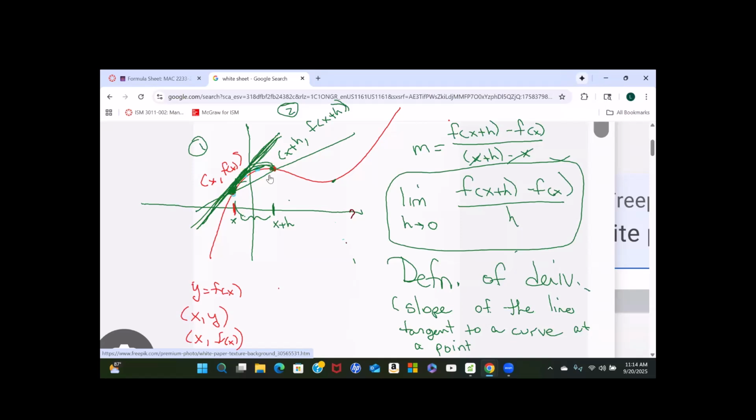As this point gets closer and closer to this point, it's moving around the graph, right? It can't go anywhere but along the curve because it's part of the curve. But I'm just taking different x's and I'm getting closer and closer to this x right here, which is what I want to know the slope of the line at that point.